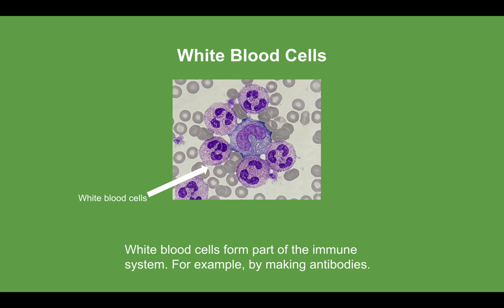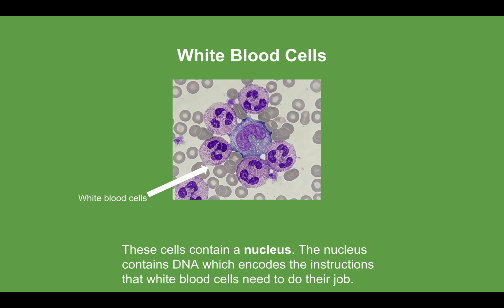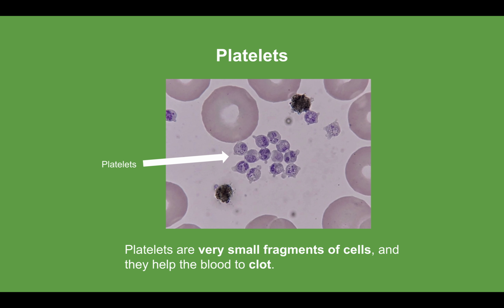Right, so now we're going to talk about white blood cells. Shown here are some white blood cells. I must point out that white blood cells are not this colour, but they have dyed it this colour for better visibility. White blood cells form part of the immune system, for example, by making antibodies within the body. Now, unlike red blood cells, white blood cells do contain a nucleus, and the nucleus contains DNA, which encodes the instructions that white blood cells require to do their job of protecting the body.